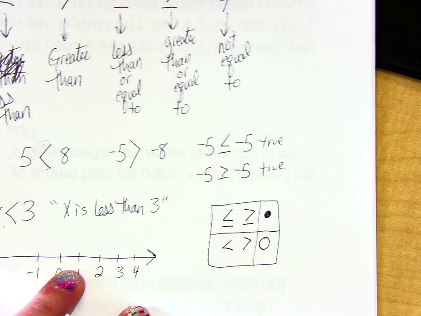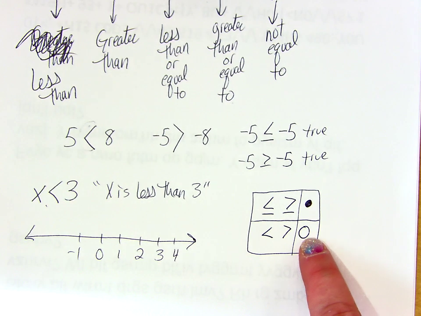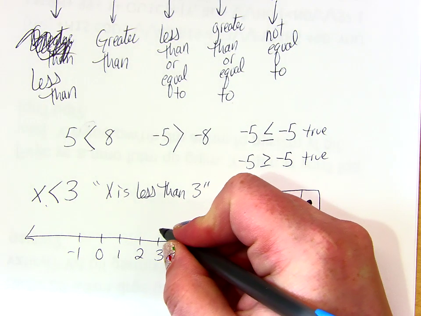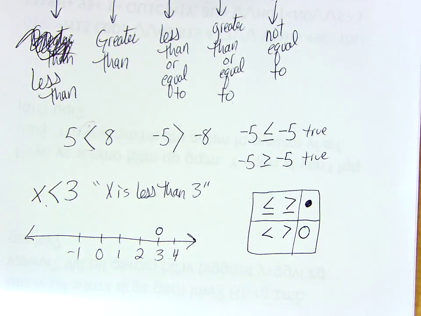So, because I have one of the symbols without the bar underneath it, I'm going to put an open dot at 3. Okay? So I put an open dot at 3. And then, in order to show all the answers, we shade over them. So we usually draw a heavy arrow over all the answers.